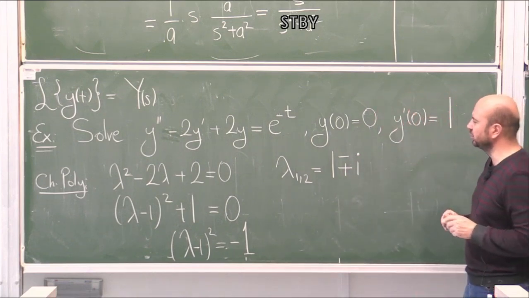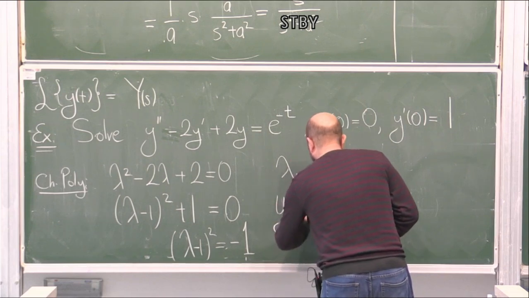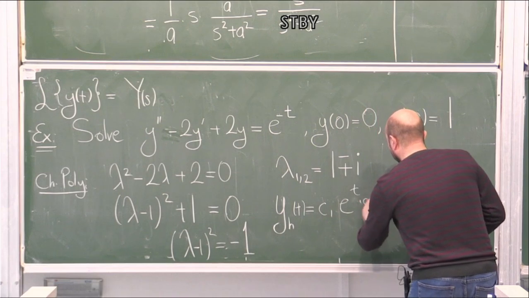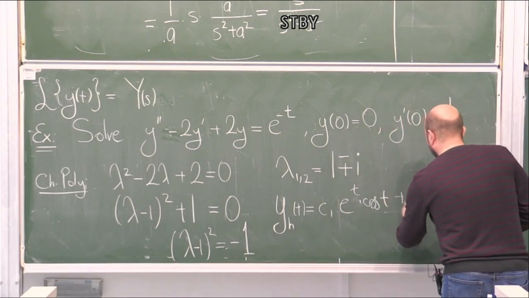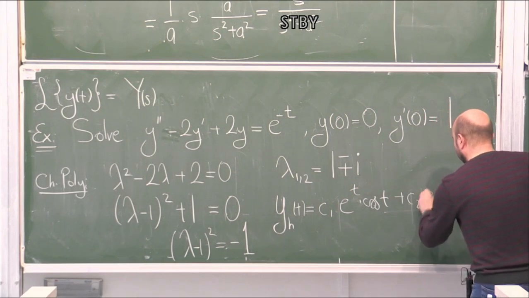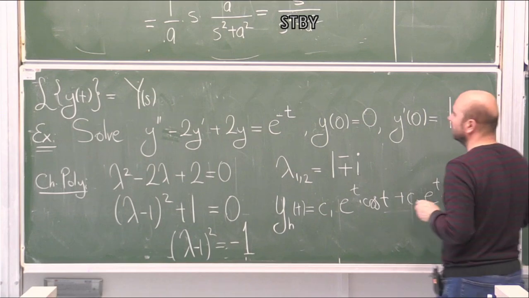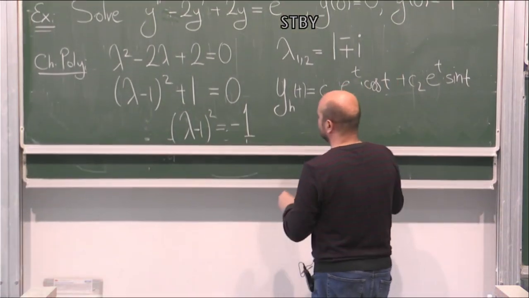So I have complex roots. I can clearly write the homogeneous solution, which is going to be C1 times e to the t times cosine t, because the coefficient here is 1, plus C2 times e to the t times sine t. Okay, now the homogeneous part is done. Now, how about the particular solution?